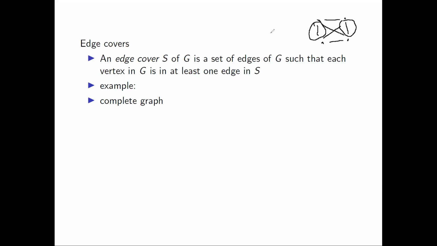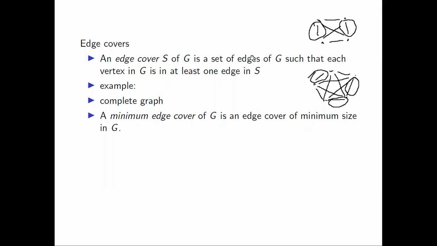And we can also look at a larger complete graph. So we could take the complete graph of order 5, and we can take this edge, we can take this edge, and then the last edge is going to have some overlap with one of the earlier edges. So for example, this one would be fine. That gives us 3 edges, and it covers our graph, because every vertex is in at least one edge.